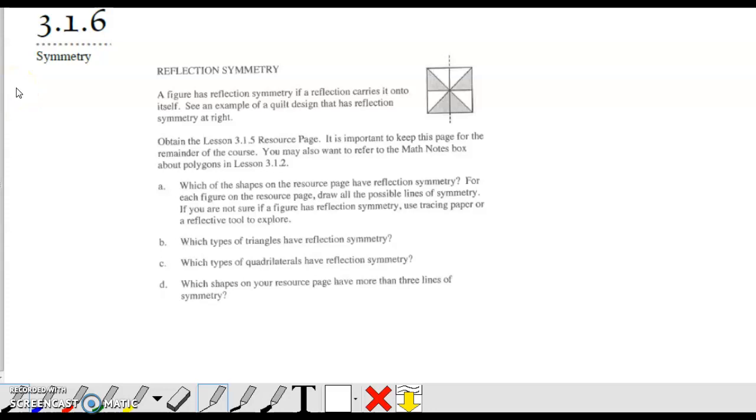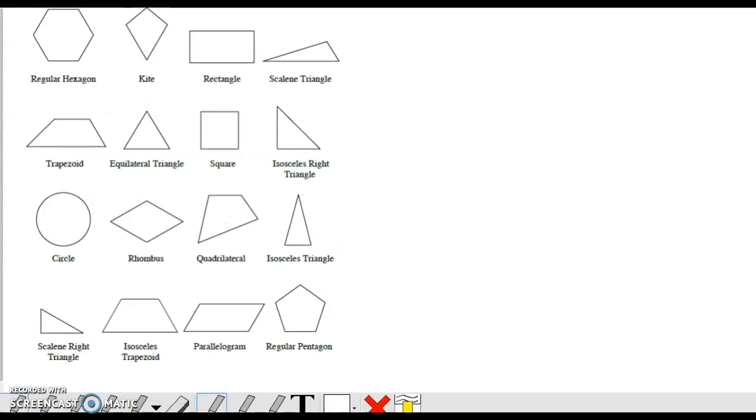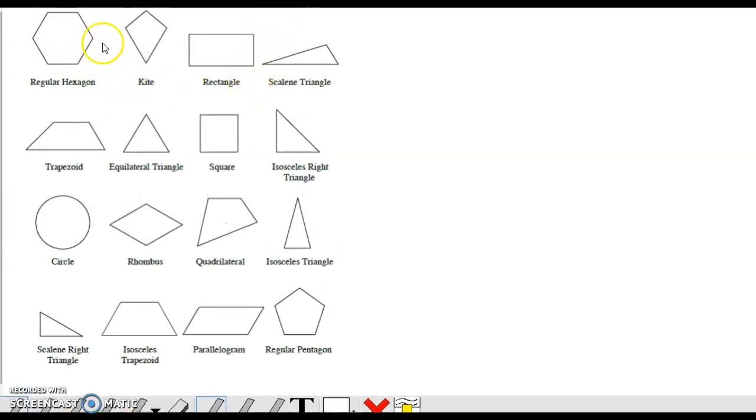All right, so today we're going to talk about symmetry and what that means, and two specific types of symmetry. We're going to talk about reflection symmetry, and we'll talk about rotation symmetry. So you should find the resource page 3.1.5, which looks like this. You can see all of that in there, and there are different types of shapes. We're going to talk a little bit more about all of these shapes and some characteristics of these shapes later on.